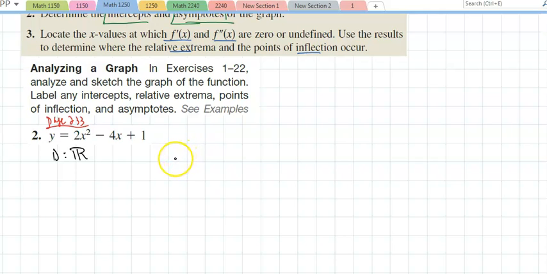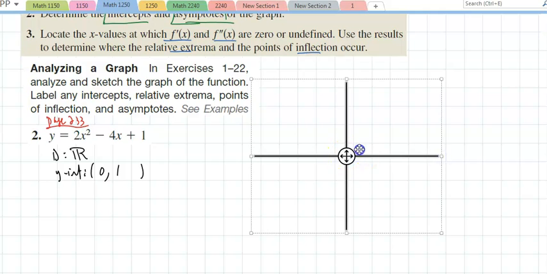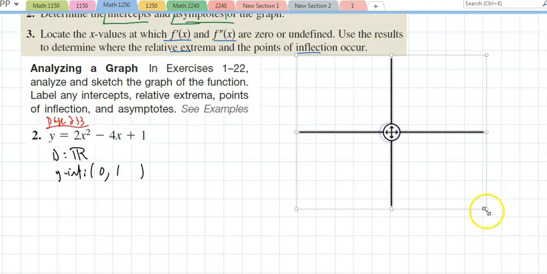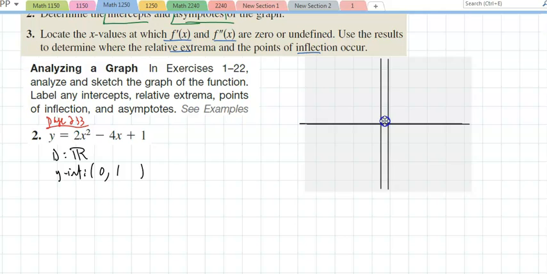Alright, so what do we do with this? Well, we start with intercepts. To find the y-intercept, that's the easiest of any function. There's only one of those. Replace x by 0, you get a 1. So this is what I know so far. On this graph, the point (0, 1) is an intercept.